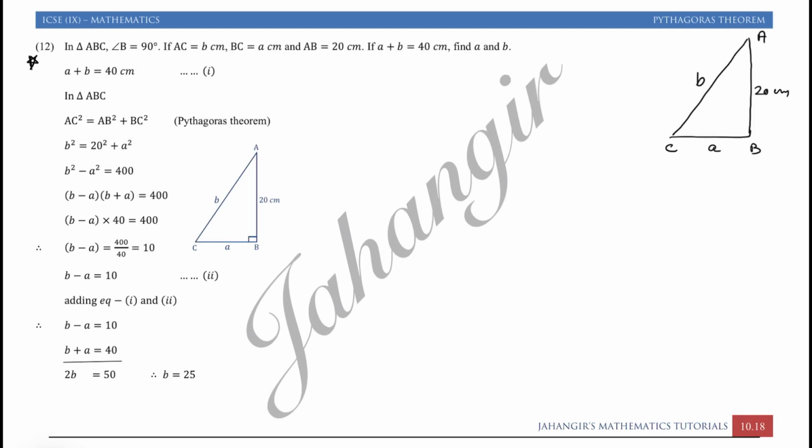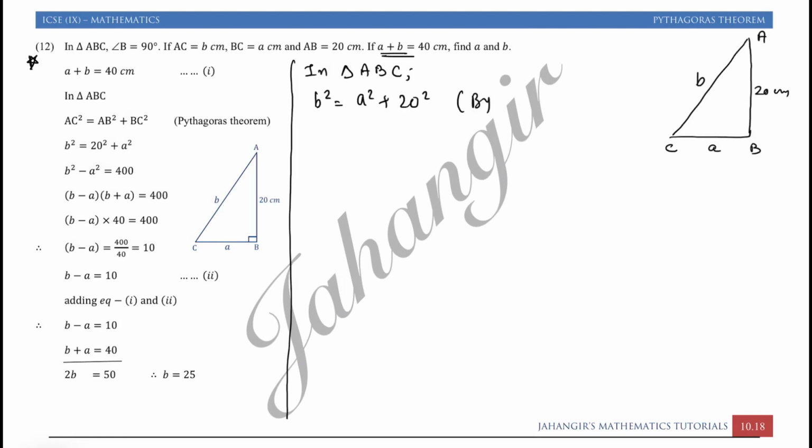It has been given that A plus B is equal to 40 centimeter. Then find the value of A and B. So first we will take in triangle ABC. B square is equal to A square plus 20 square by Pythagoras theorem. B is the hypotenuse, so I can say B square. Hypotenuse square is equal to sum of the squares of remaining two sides. So therefore, I can write B square minus A square is equal to 400.